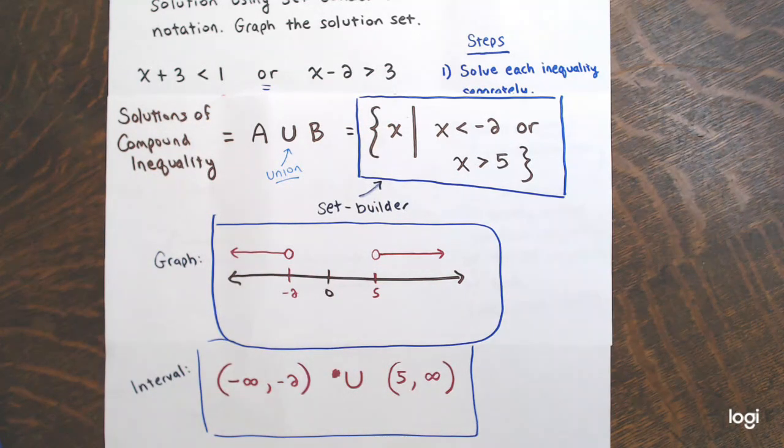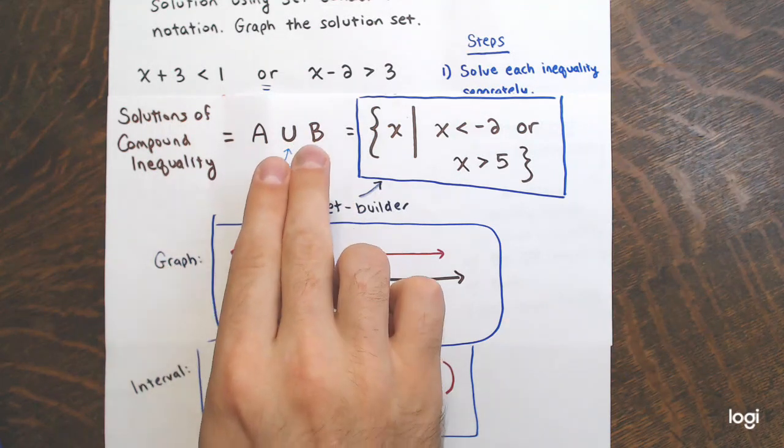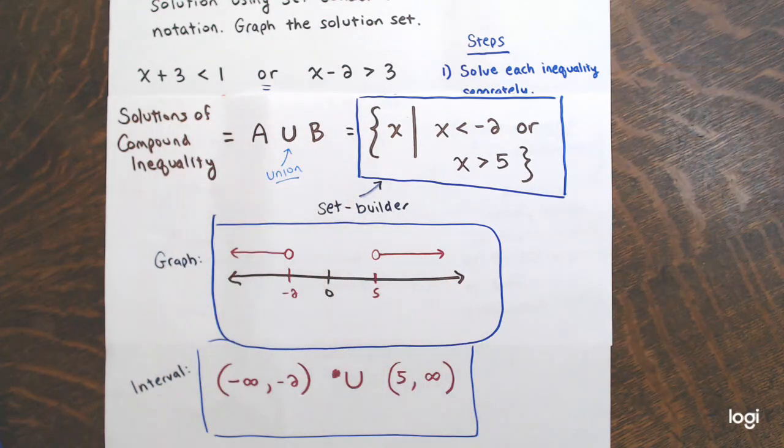Wonderful. All right, and that's all we're doing. We're solving each inequality separately, then finding the union, right? The union of those 2 solution sets. And it's really simple. Union's really loose, right? The union of 2 sets are all the numbers that are in the one set or in the other set, or in both, right? Very inclusive.